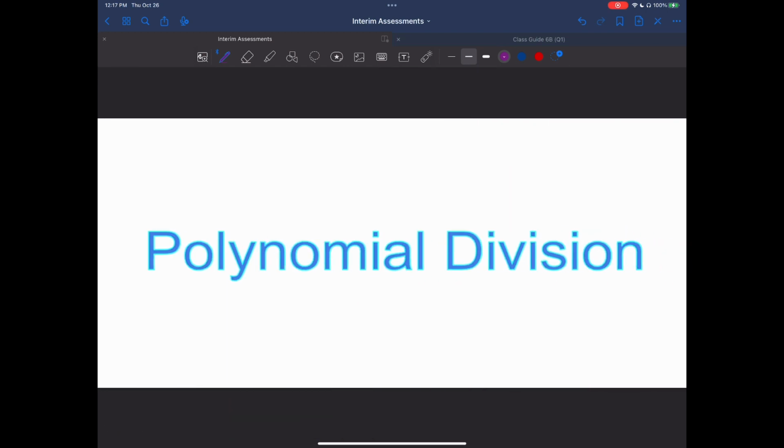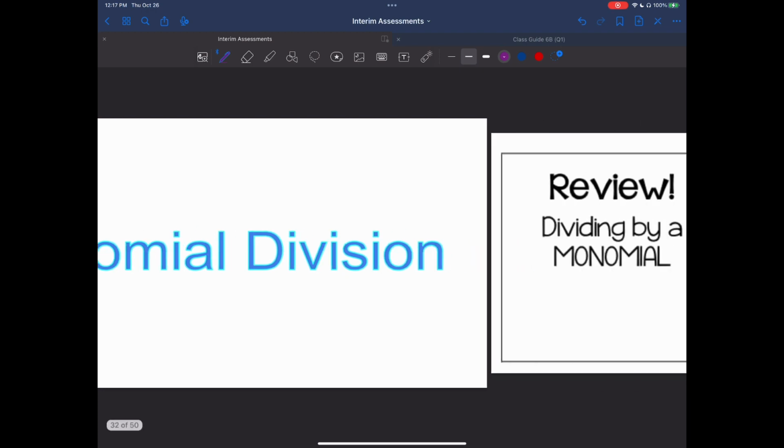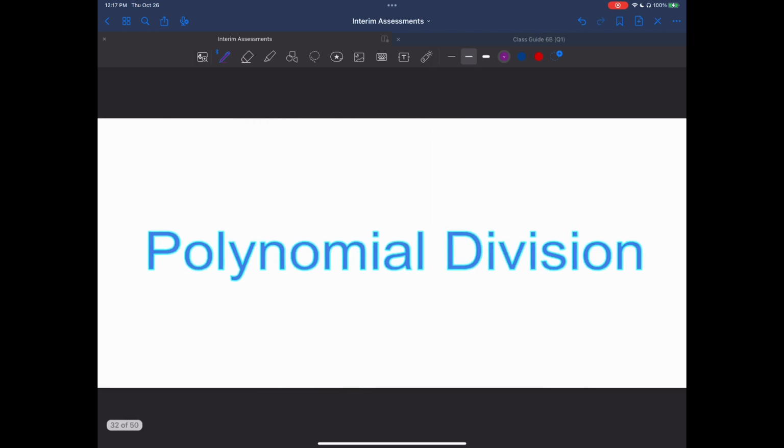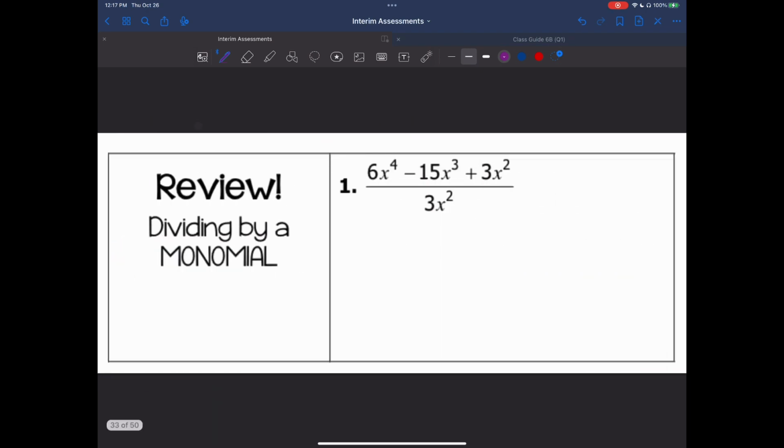Okay, polynomial division. Let's go through this quickly. If you feel solid on your synthetic division, scroll past this, but there are some important slides later, so don't scroll too far. If you were in my 6th period, we did not get to polynomial division. So if you want to learn it right now, it's actually pretty easy. All right, let's do it.